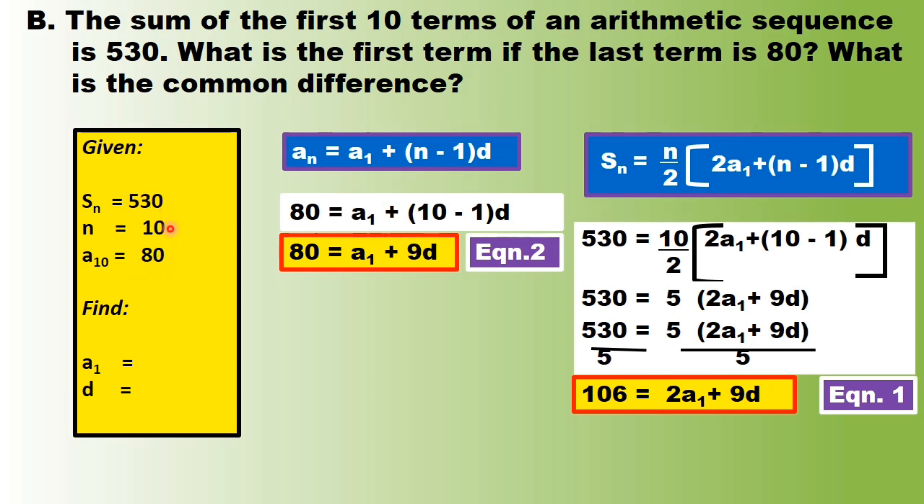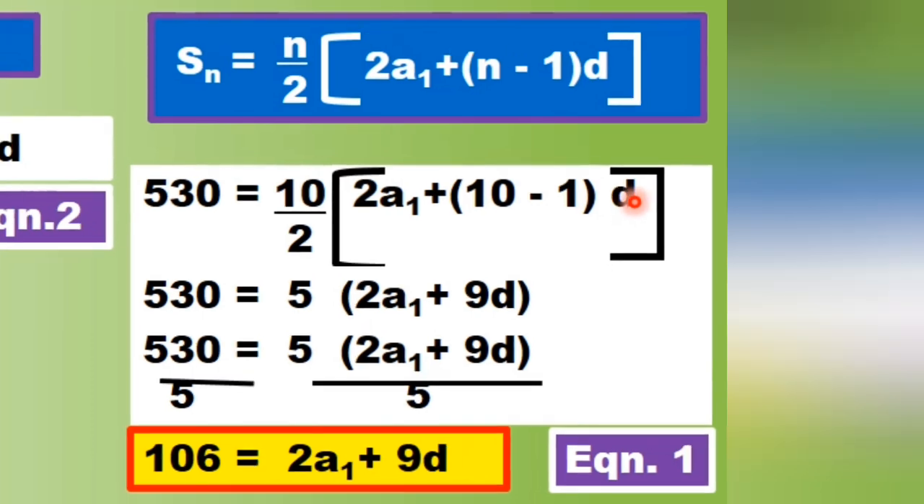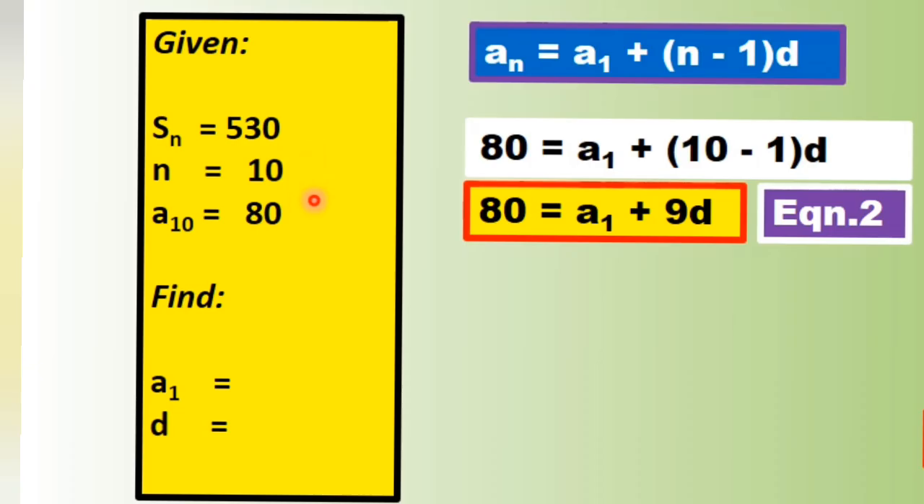So, plug in these values in this formula. Given the sum, 530, number of terms is 10, A sub 1 is unknown, and the common difference is unknown. Solving this equation, we get 106 equals A sub 1 plus 90. This is equation 1.